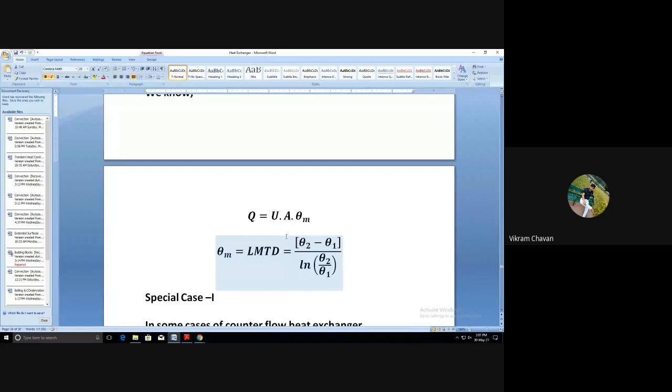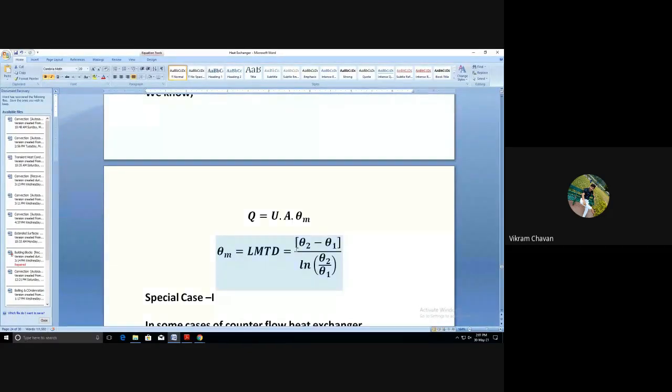In case of a parallel flow, theta1 is nothing but th1 minus tc1. But in case of a counter flow, theta1 is nothing but th1 minus tc2. In case of a parallel flow, theta2 is nothing but th2 minus tc2. But in case of a counter flow, theta2 is nothing but th2 minus tc1. So that is the difference between the two equations for the counter flow and parallel flow.